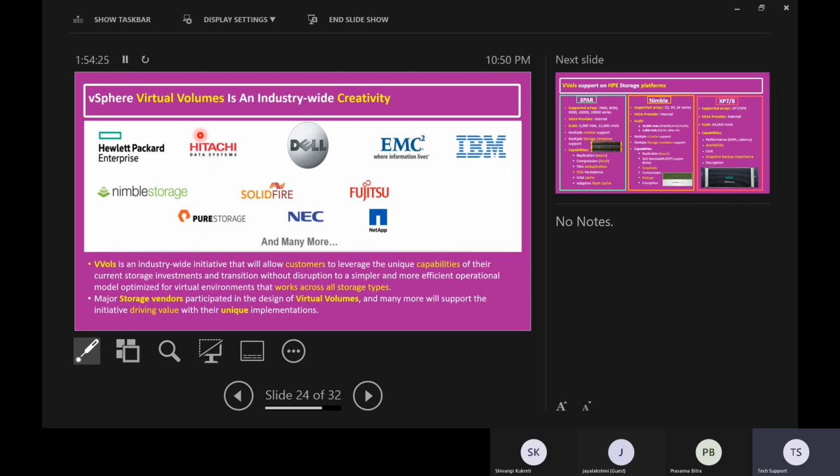Okay, let's go back to our slide. So that is the information I highlighted: what are the most popular virtual volume supported vendors? Not limited to this, we have so many vendors. And let's understand the description.